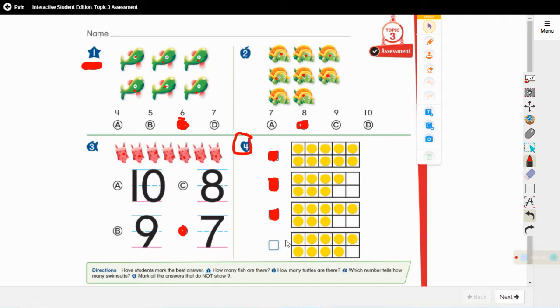Let's look at this last one. 1, 2, 3, 4, 5, 6, 7, 8, 9. Does it show 9? Yes, it does. And the directions said color all of the ones that do not show 9. So we're not going to color that one because it shows 9 and we don't color any of them that show 9. Go ahead and make sure you have this page just like I have it, because if you don't and I erase it, you won't be able to see the answers.